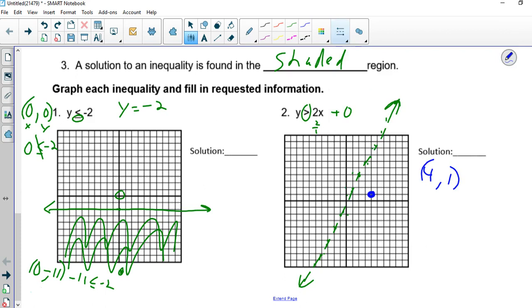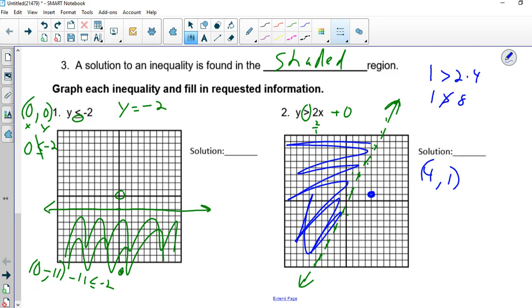I'm testing (4, 1) and seeing if it's in the region or not. So (4, 1), I plug it in. 1 is my y, greater than 2 times 4. 1 is greater than 8. Is that a true statement? No. So therefore, I don't shade this side where the dot is. I'm going to shade this side.